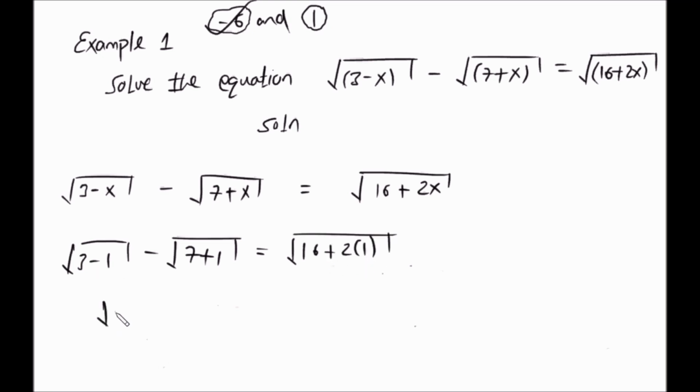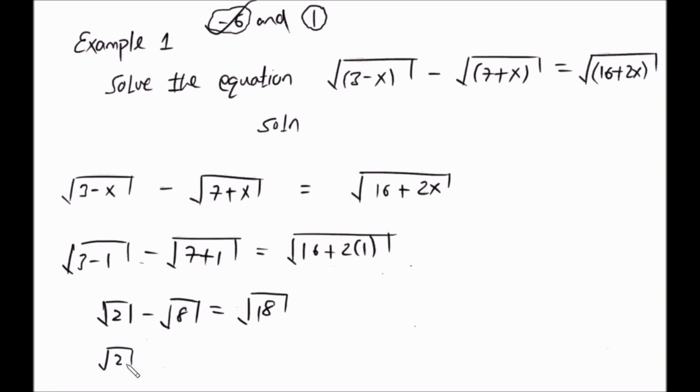So 3 minus 1 is the square root of 2. 3 minus 1 ni 2 yani. So the square root of 3 minus 1 is the square root of 2. 7 plus 1 manake ni 8. 16 plus 2 manake ni 18.